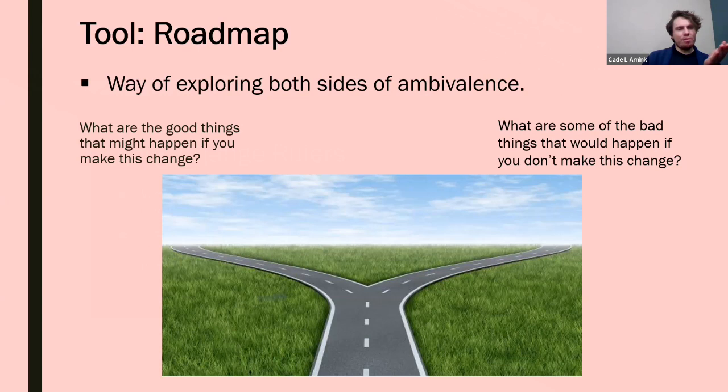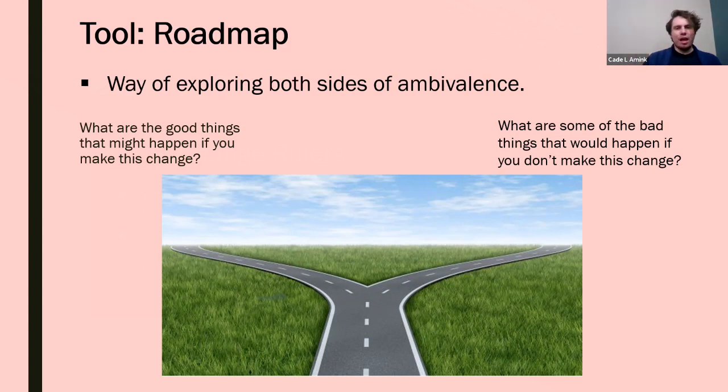Another tool is a roadmap. This is a way of exploring both sides of ambivalence. You know, we've set the focus, we've set the goal with the patient. We can ask them, what are some good things that might happen if you make this change? And then we explore that conversation. We use our ORs to explore those ideas. And then we contrast that with, what are some of the bad things that would happen if you don't make this change? And that can highlight both sides of that and really generate a lot of change talk from that exploration.